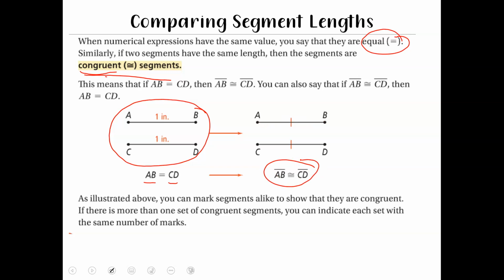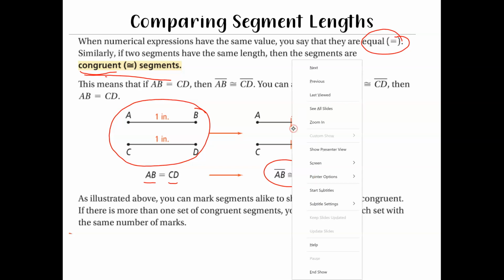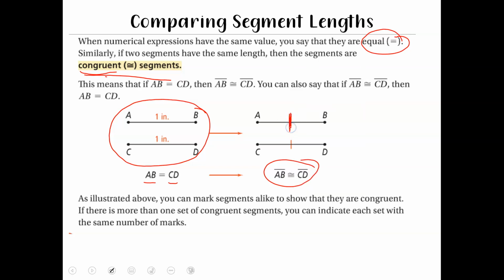And you can mark these in a way to show that they're congruent just by putting a hash mark. So one single hash mark on AB and one single hash mark on CD means these two segments are congruent. And you'll get used to using those marks as we get further into geometry.